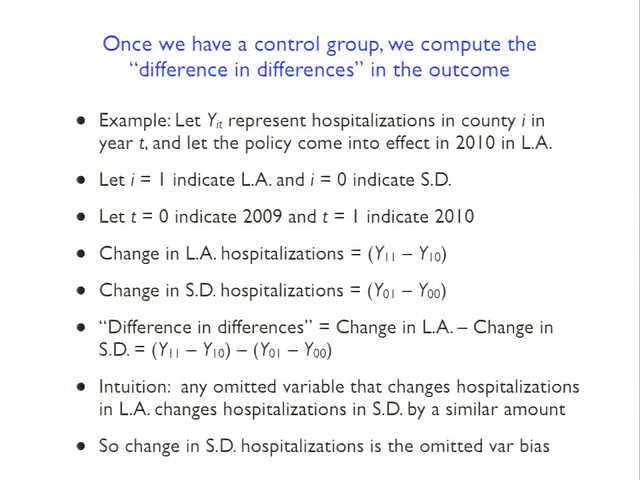And so the change in the San Diego hospitalizations is basically capturing what the omitted variables bias really is here. And you're subtracting out that omitted variables bias because you're subtracting out the change in San Diego hospitalizations. And what you're left with is hopefully just the causal effect of the policy on Los Angeles hospitalizations.